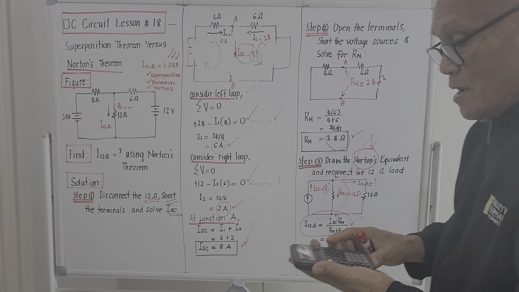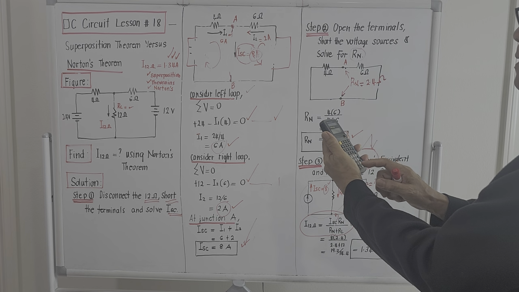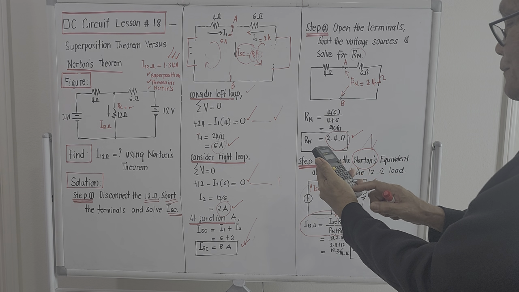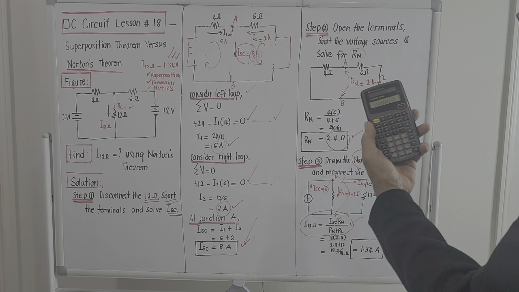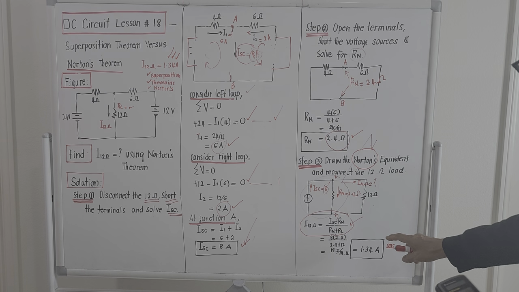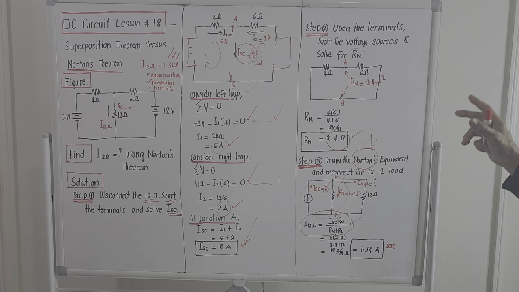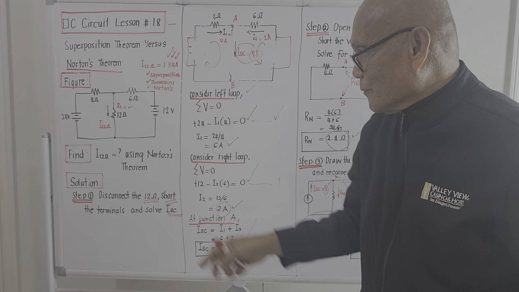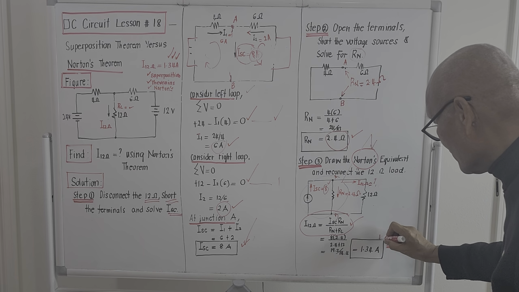Let's try to check it. 19.2 divided by 14.4. The answer is 1.333, or if we try to truncate this long thing here, it will be approximately 1.34 amperes. So the current passing through the 12 ohm load by using the Norton's theorem is 1.34 amperes.